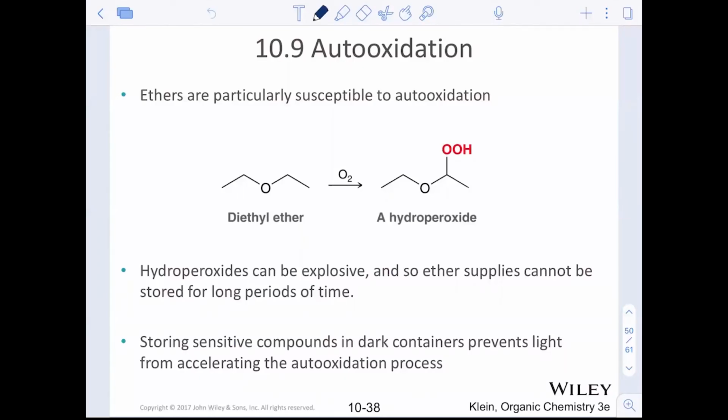In the lab, we use diethyl ether quite a bit in organic research. And so it actually has to be stored at a very, very specific temperature in a very, very specific canister because of the auto-oxidation that could happen. Hydroperoxides can be very explosive. And so we have to store ethers very carefully so that we don't lead to lab accidents.